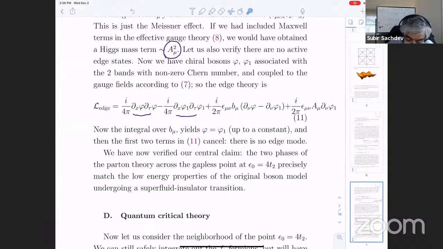All right, so now what happens? Well, when I do the integral over B mu, this tells me phi equals phi 1. So basically it sets phi equal to phi 1.